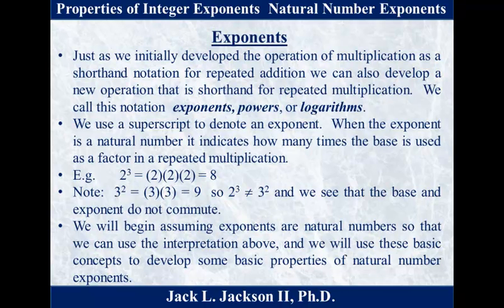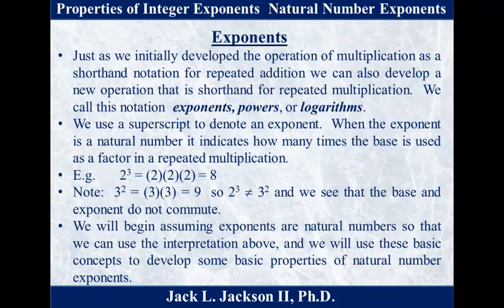So if an exponent is a natural number, then it's just how many times the base is used as a factor in a repeated multiplication problem. So 2 to the third means 3 2's all multiplied together. So 2 to the third is 2 times 2 times 2, which of course is 8. Notice that 3 squared then means 2 3's multiplied together, or 3 times 3, which is 9.